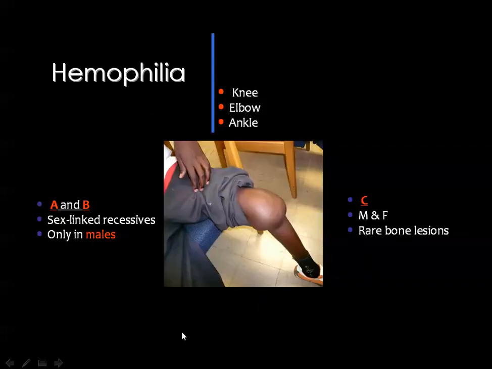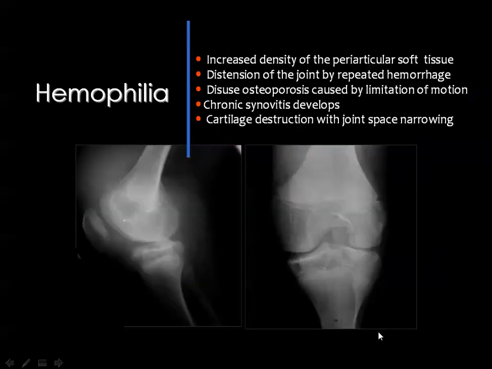Then finally, we came to hemophilia, which is one of the diseases of the blood that can affect the musculoskeletal system. We have hemophilia A and B, which are sex-linked recessive, seen only in males, and hemophilia C, which is equally seen in males and females. And this type of hemophilia does not produce bony changes. The bony changes are usually the result of hemorrhage at different sites in and around the joint.